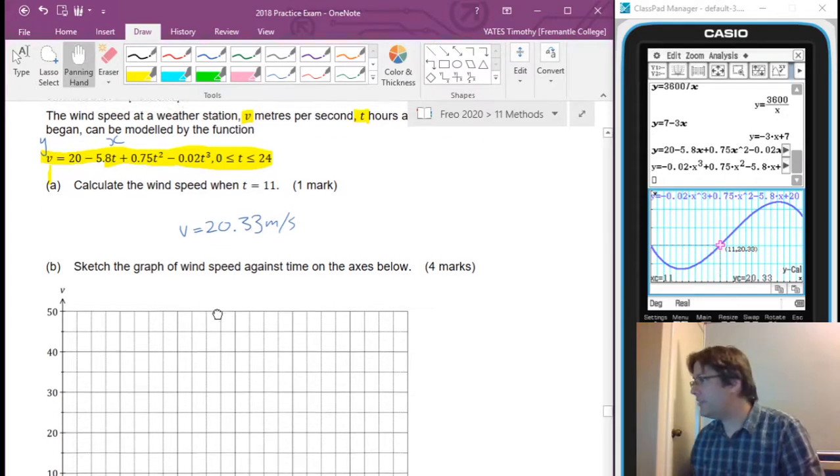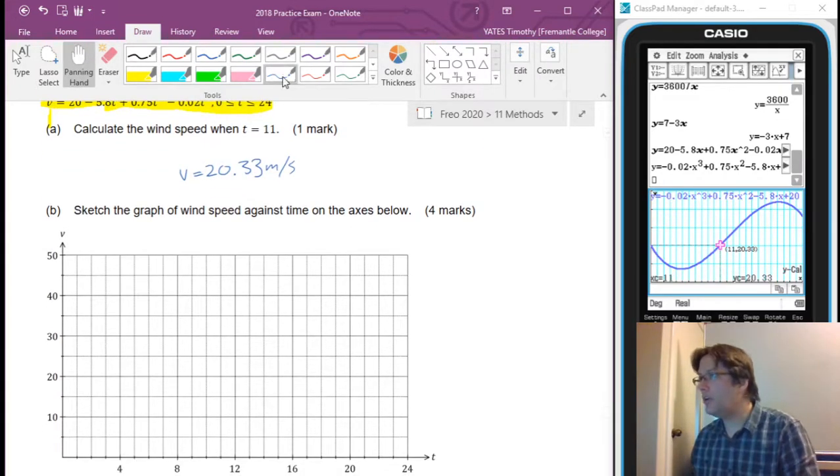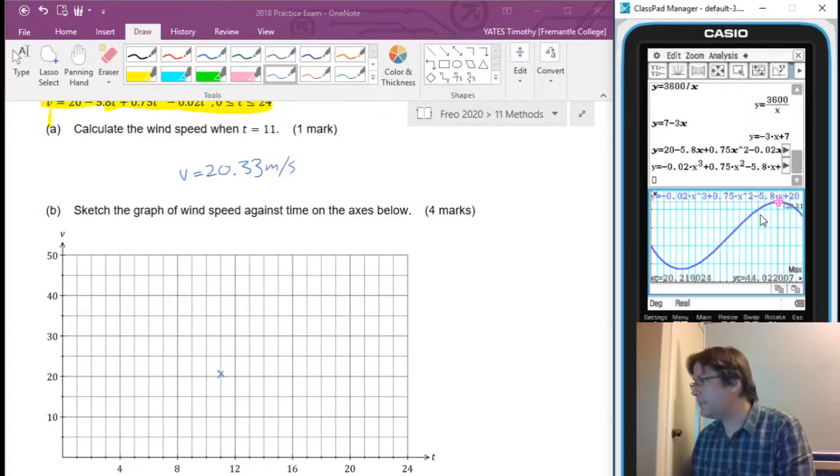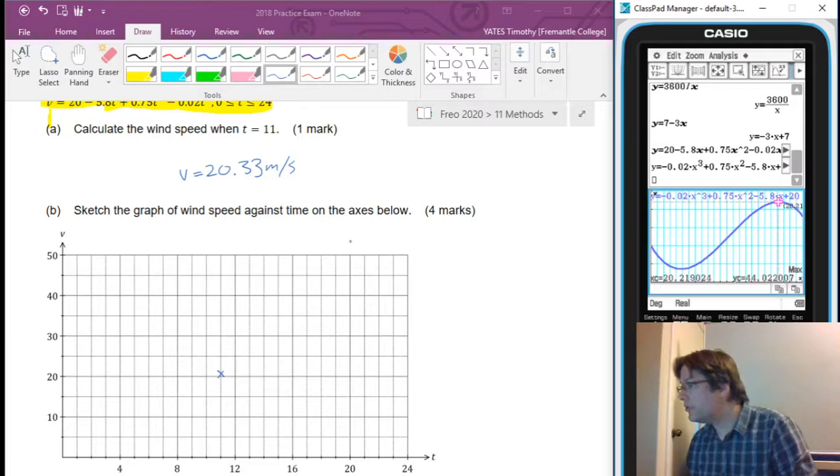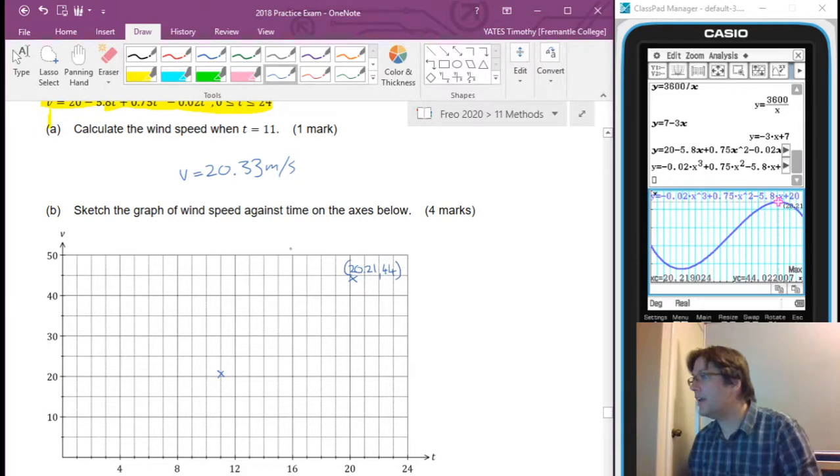And if we sketch this, we know a point already. We know 11 and 20.33. So we know a point there. And let's try and find a few other points. So we want to find our maximum. That's going to be 20.21 and 44. And you should always write in the actual points that we've got here. So this is going to be 11, 20.33.